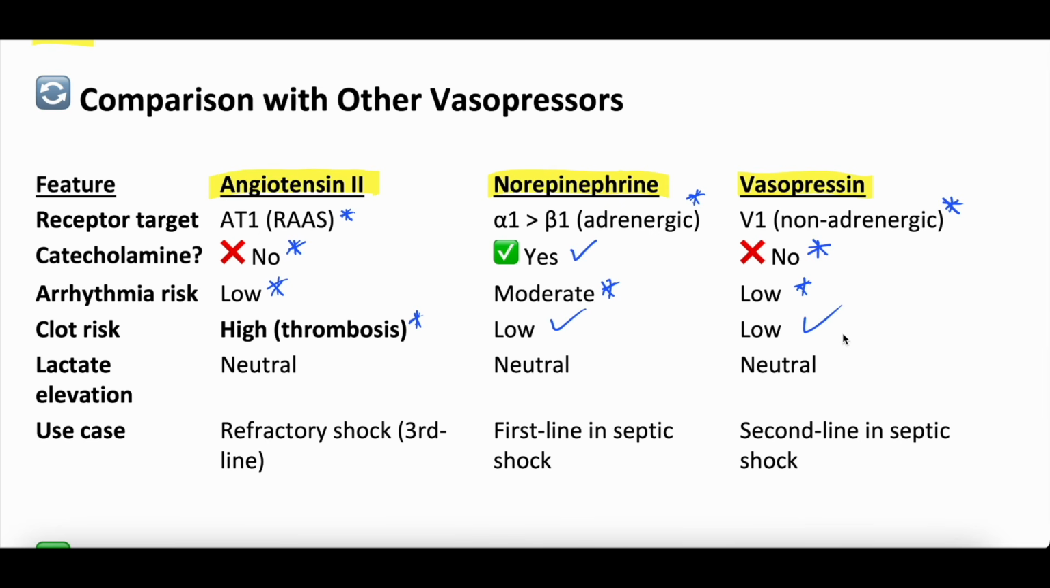Lactate elevation: angiotensin II, norepinephrine, and vasopressin, none of them cause a lactate elevation. Epinephrine does cause a lactate elevation. And then the use case for angiotensin II is really refractory shock, third or fourth line. The use case for norepinephrine is first line in septic shock, and the use case for vasopressin is second line in septic shock. All right, so if you have someone in septic shock, norepinephrine is first line, vasopressin second line, and angiotensin II could be considered a third or fourth line.